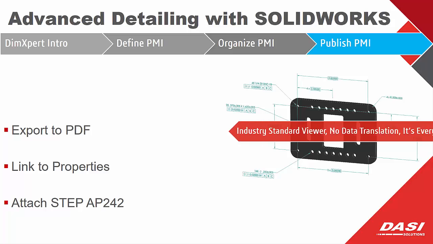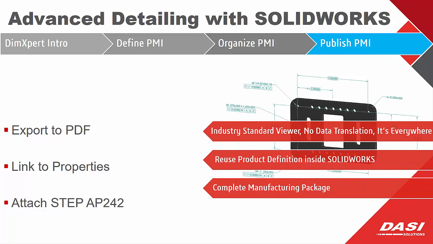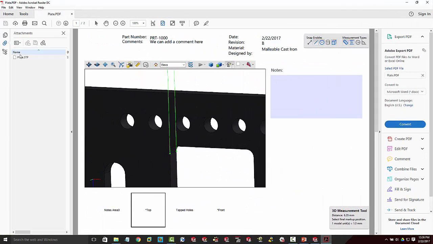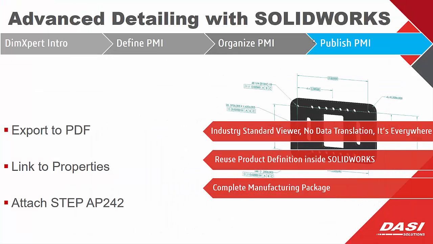So let's wrap things up. What we saw here is with SOLIDWORKS MBD, we went from 3D to 3D. We're able to export this to the industry standard 3D PDF, Adobe Reader. There's no data translation really required there. Adobe Reader is installed everywhere. It's pretty much the standard. And we're also able to embed and link files, or link our properties to the SOLIDWORKS file, as well as link and embed the STEP AP242. If we jump back over here, we can see that here's our STEP file that's embedded and readily available to be downloaded and imported into a CAD or a CAM system.